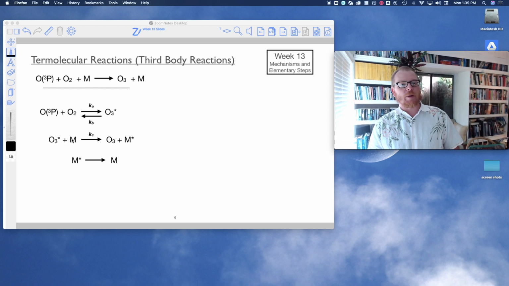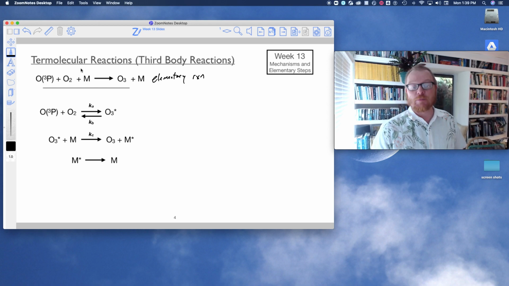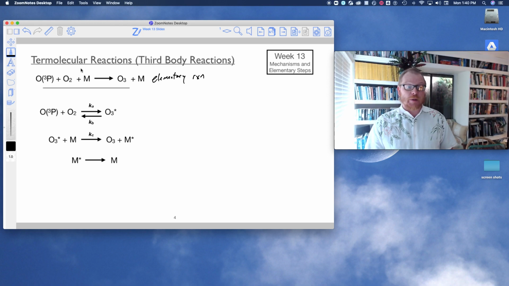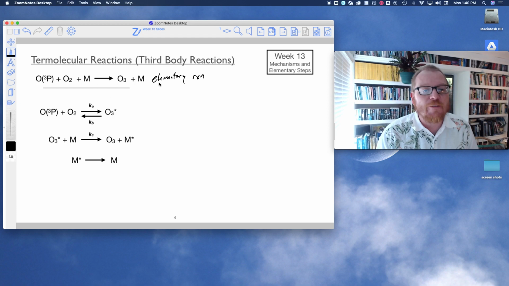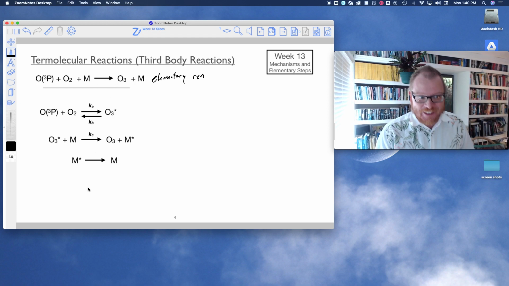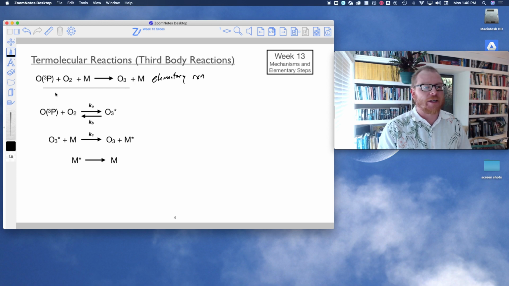Okay, so what I'm going to point out is this is actually an elementary reaction right here, this O triplet P plus O2 plus M. So you can see more reactions involving third bodies. However, it's been proposed that even this elementary reaction can be broken down into some elementary steps. But the first thing that I want to talk about is this triplet P thing here.